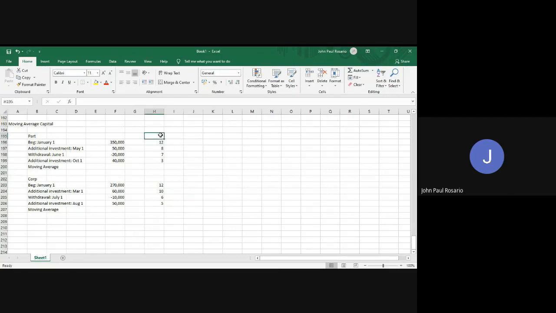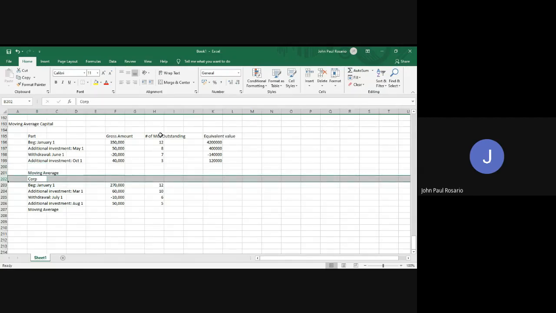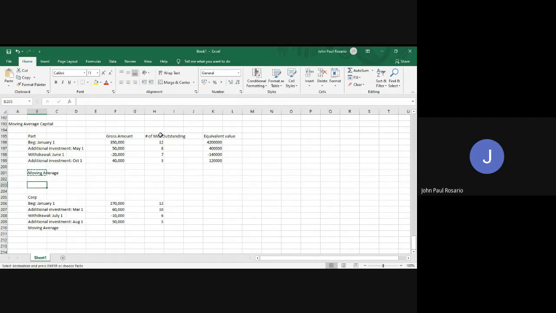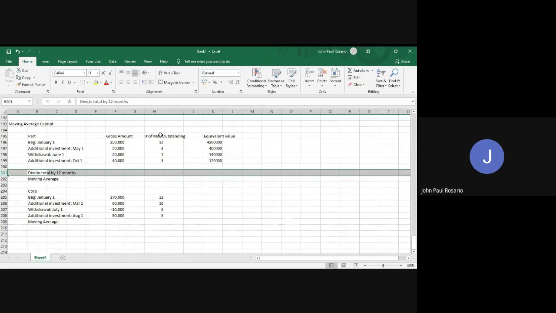Okay? So, kani siya ang tawag na to is gross amount. This one is number of months outstanding. Tapos, equivalent value din niya. So this is, i-multiply lang mo siya simply. So multiply lang ka nila tanan. So copy the formula, multiply. As you can see, multiply. And then, let na siya moving average mo. Okay. Divide by 12. By 12 months. Okay, there are 12 months in a year.